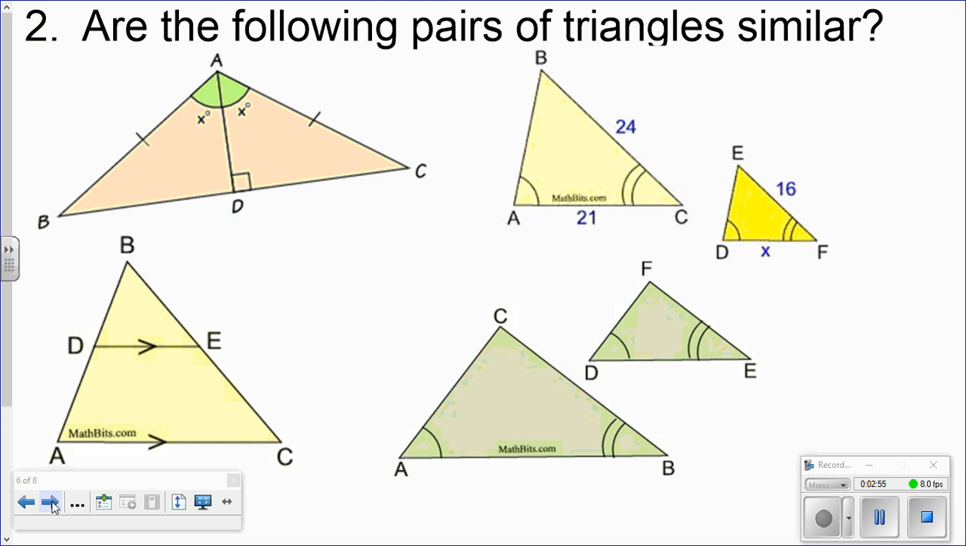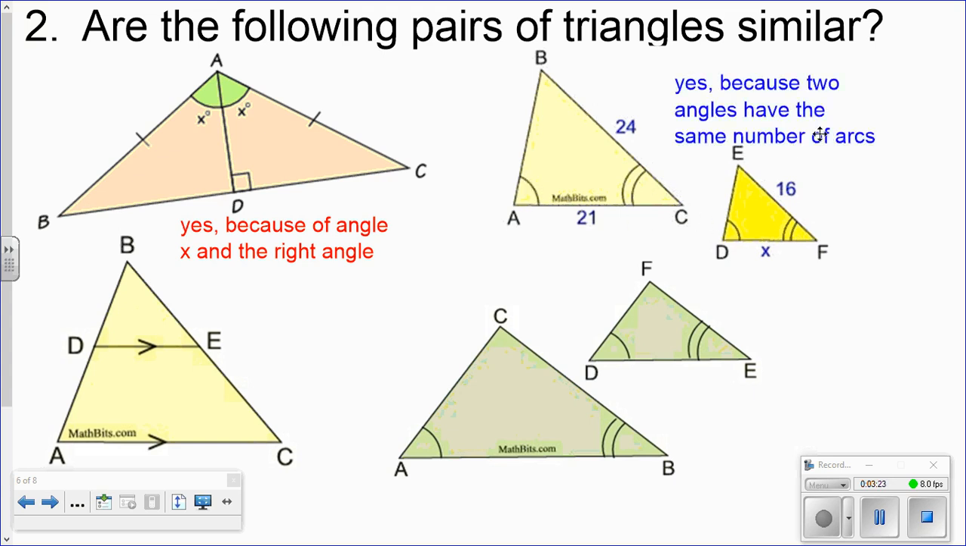Are the following pairs of triangles similar? Here I can see that these two are both X, and then I've got two angles here that are 90 degrees, so yes, because I have the X ones and the right angles. I don't know what B and C are, but it doesn't matter because I do have two sets that are the same. In this one, I've got one arc and one arc, two arcs and two arcs. So yes, because they have the same number of arcs.